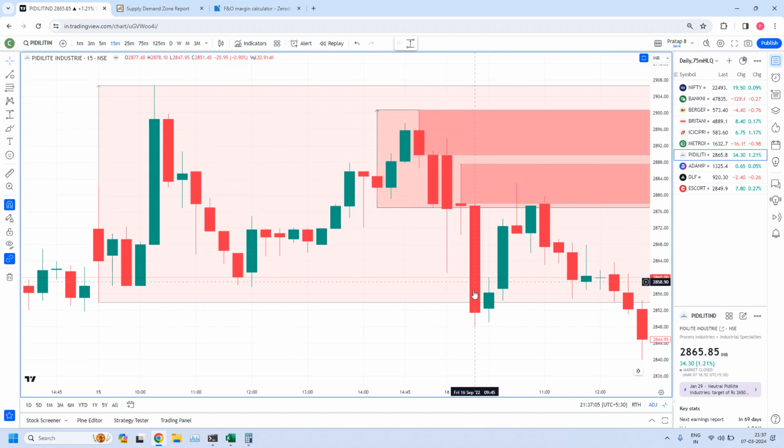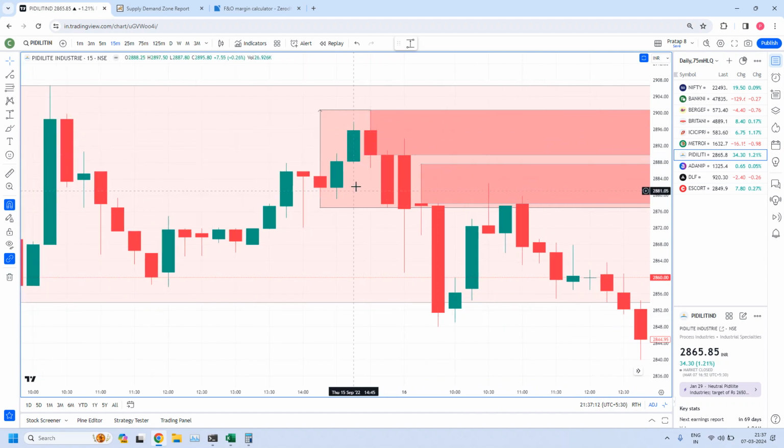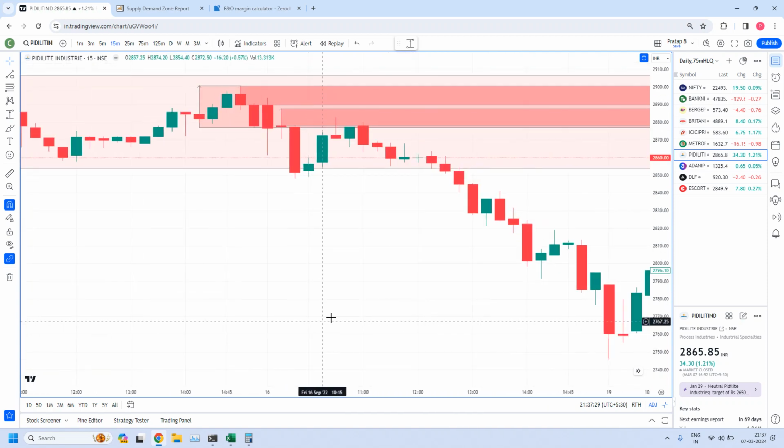Drop, base, drop. Already it is tested 15-minute zone. And again here we have a rally candle, that is a leg candle, leg in. We have a base and a drop candle. Next one is also a drop candle, but picked up some orders from here. Okay, fine. This is what happened.